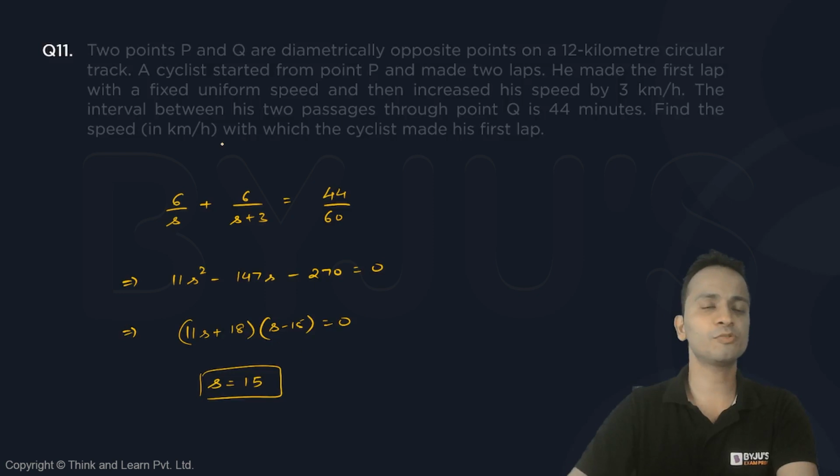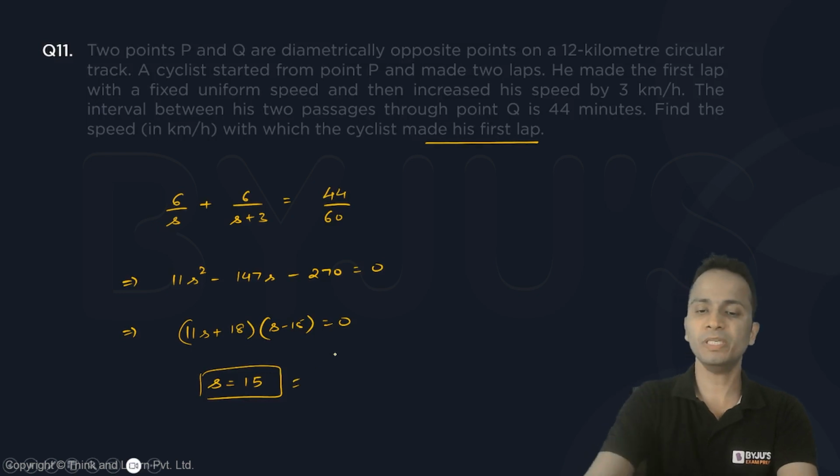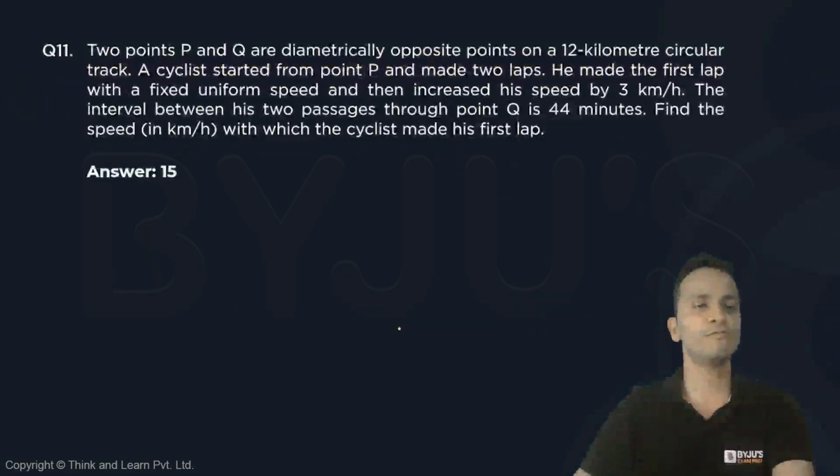The question is, find the speed in kilometers per hour with which the cyclist made his first lap. So the correct answer should be 15 kilometers per hour for question number 11.